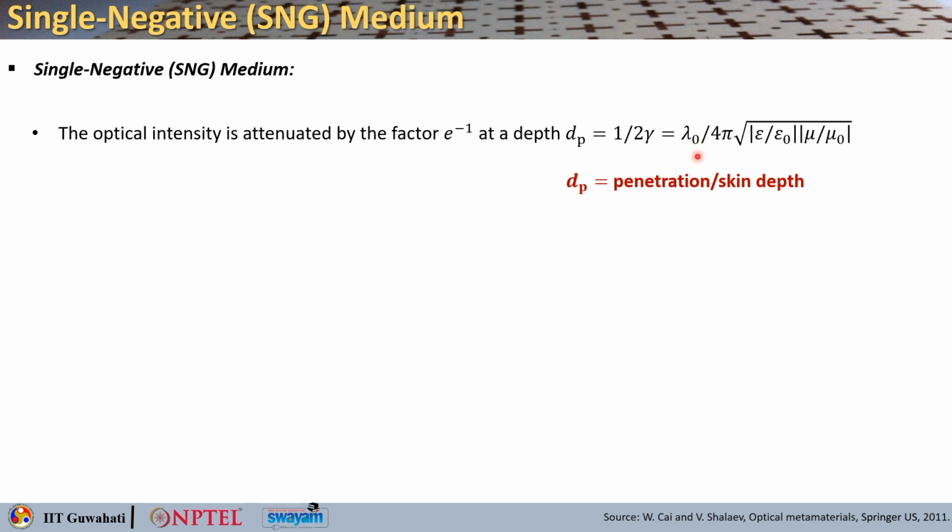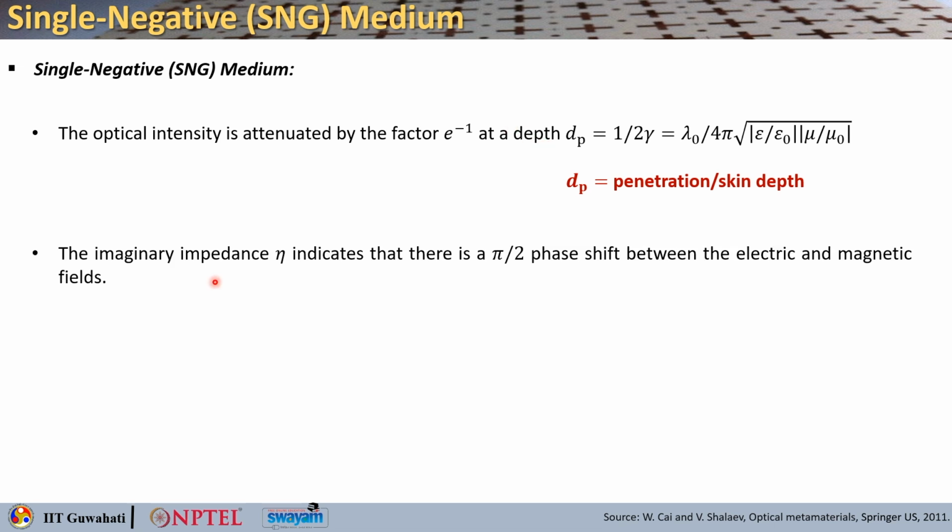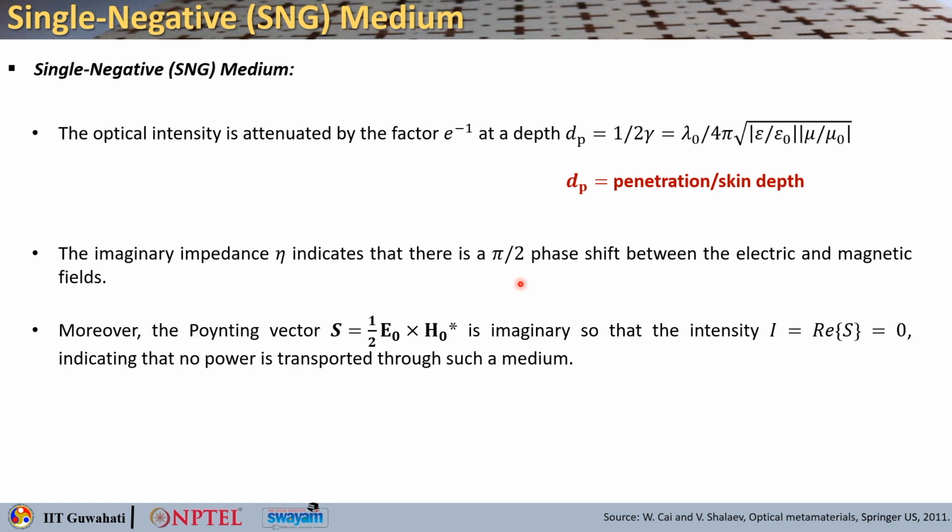That can be written as lambda naught divided by 4 pi square root of modulus epsilon by epsilon naught into modulus mu by mu naught. So, here dp is basically called the penetration depth or the skin depth. Now, the imaginary impedance eta also indicates that there is a pi by 2 phase shift between the electric and the magnetic fields.